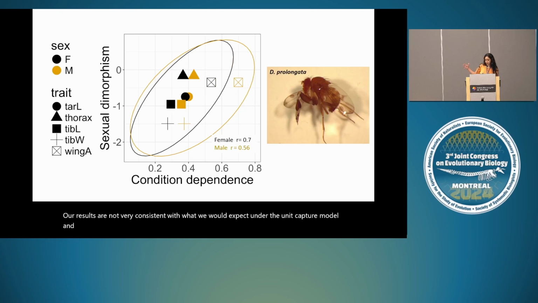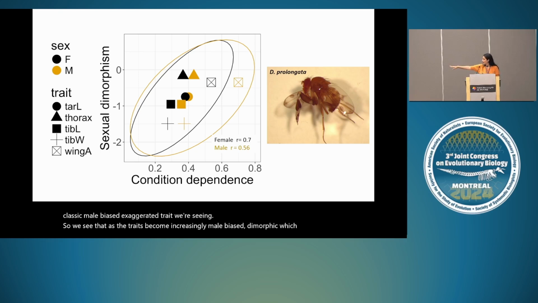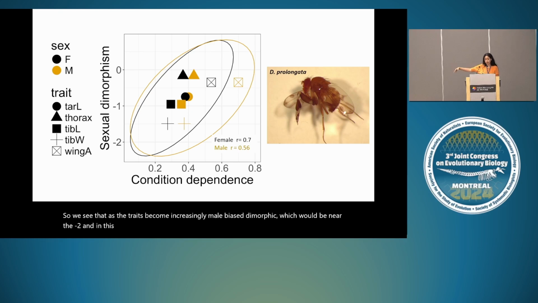And so when I zoom in on Drosophila prolongata, and remember the species is showing this classic male-biased, exaggerated trait, we see that as the traits become increasingly male-biased dimorphic, which would be near the -2, and in this case, our most sexually dimorphic trait is actually tibia width, we see that this trait is actually the least condition dependent, which is, again, not what we expect under the gene capture model.